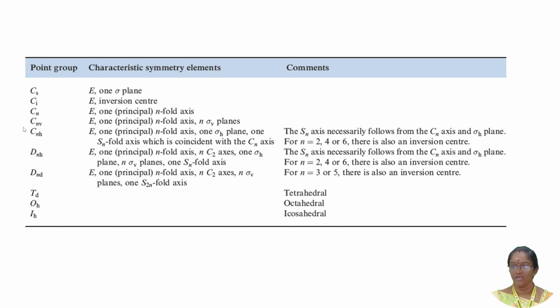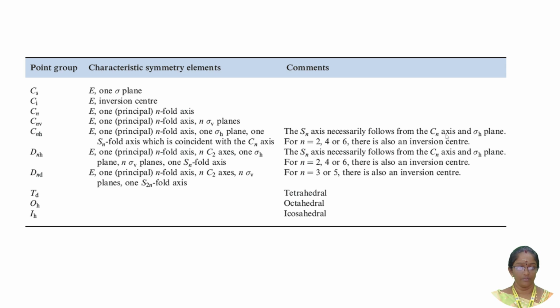The Cnh point group has E, one principal n-fold axis, one sigma h plane, and one Sn-fold axis which is coincident with the Cn axis. The Sn axis necessarily follows from the Cn axis and sigma h plane. For n equal to 2, 4, 6, there is also one inversion center.